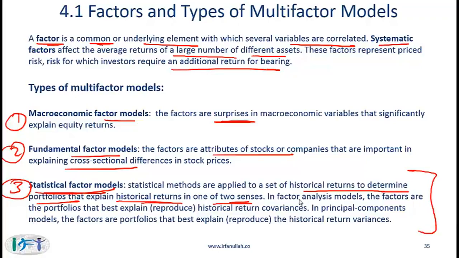So what's sense number one? In factor analysis models, the factors are the portfolios that best explain or reproduce historical return covariances. So this is the first sense, with covariances. Then the other is in principal components models, the factors are portfolios that best explain or reproduce the historical return variances. The curriculum doesn't give us examples here and doesn't go into much detail, so I will also just leave it at that.